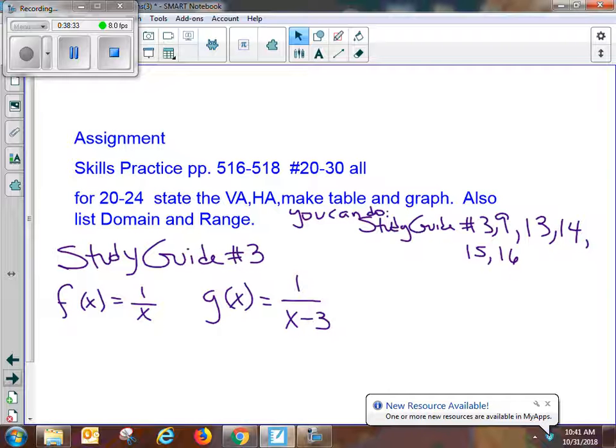And I wrote which problems from the study guide you could already do so you don't procrastinate till the last minute. Okay? Remember, surveys are due by class period tomorrow when you come in, and extra help tomorrow after school, and first retake opportunity tomorrow after school.